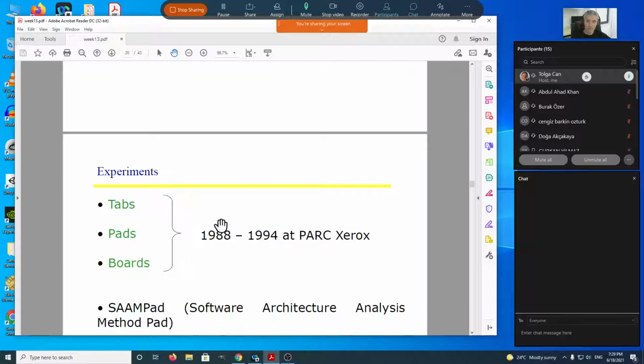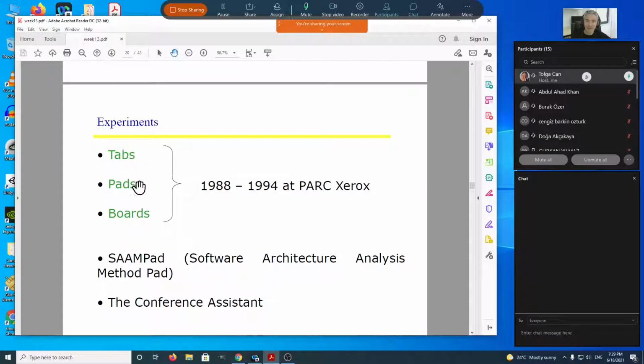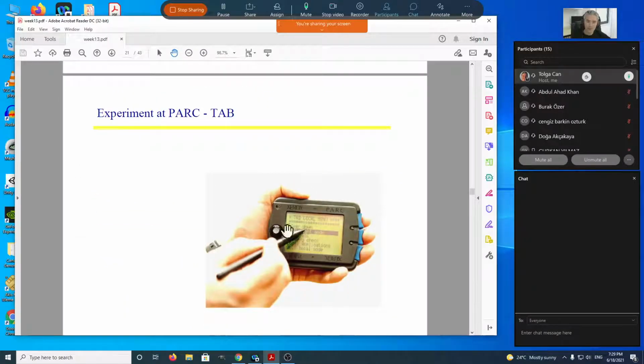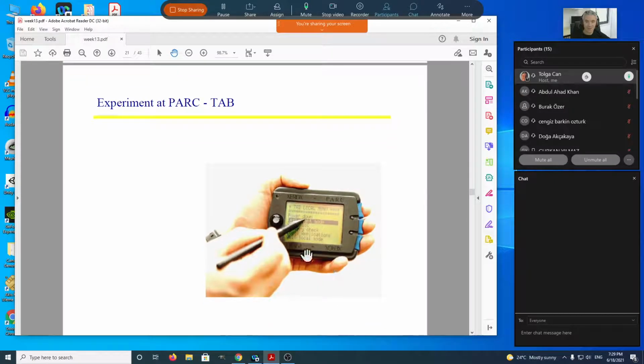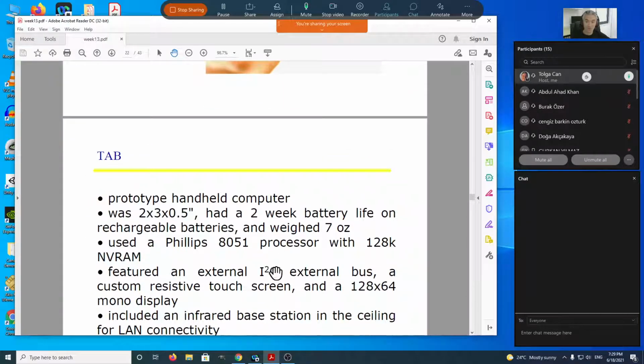One of the other projects they did was at the Xerox PARC Research Center. They had tabs, pads, boards, applications. And these are the names of the projects that they worked on. This is a tab which has some buttons here. It is a monochrome touch screen. And remember, this was way before we had tablets or smartphones. So this was a tablet like this. It was really revolutionary in those days. It was a prototype handheld computer.